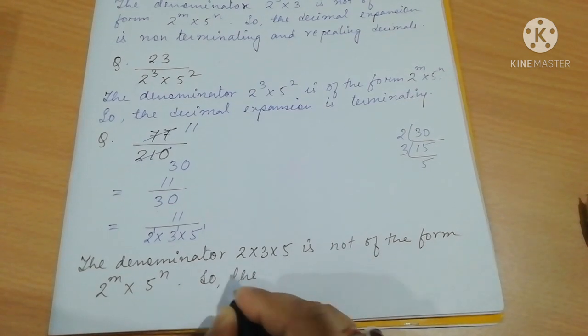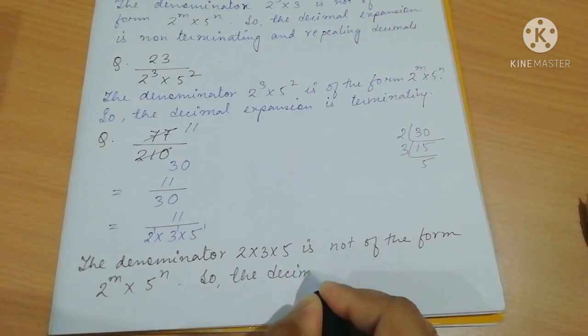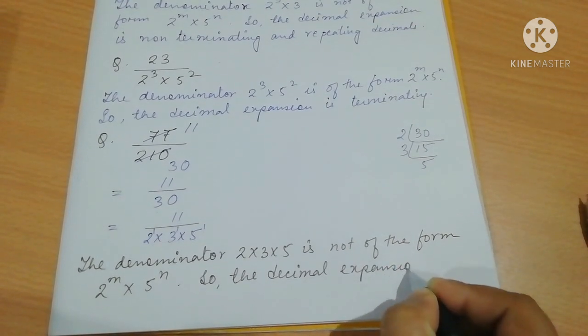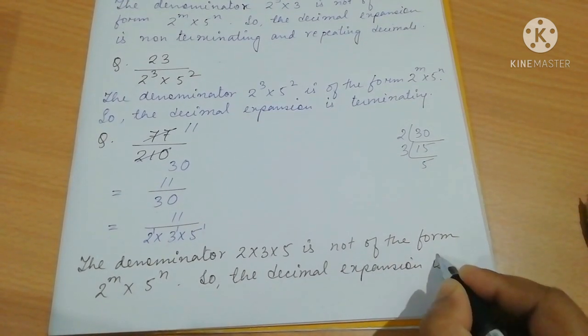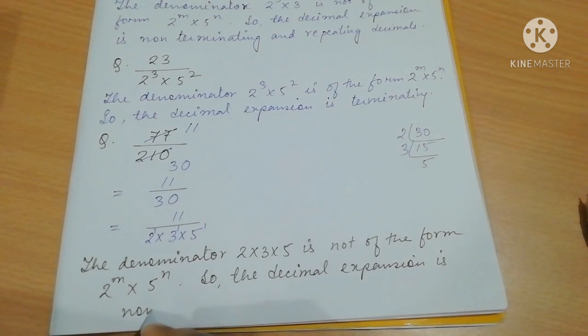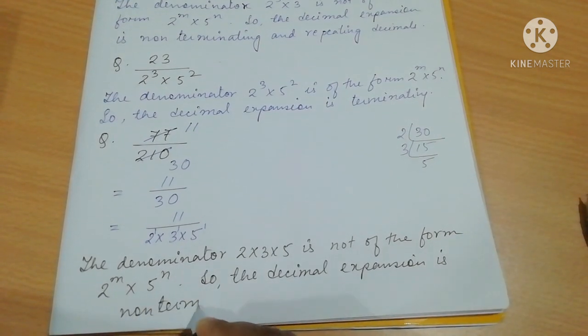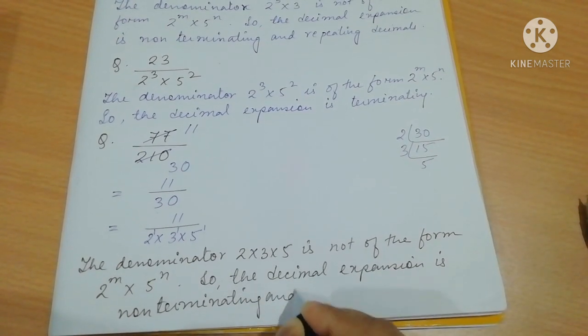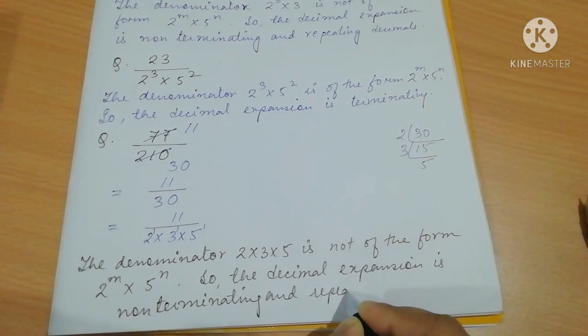So the decimal expansion is non-terminating and repeating decimal.